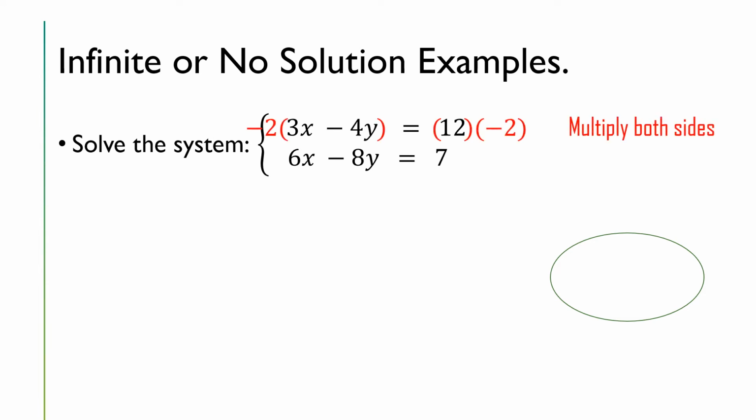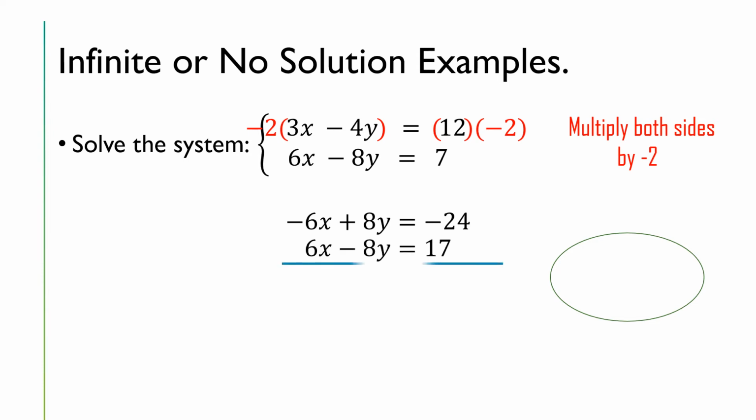So I decided to multiply the first equation by -2. Therefore, we're going to get -6x plus 8y equal to -24. We're going to add this equation to the second equation. Upon adding these two equations, we got 0 equal -7. That's a false statement. Therefore, it is no solution since we obtain a false statement.